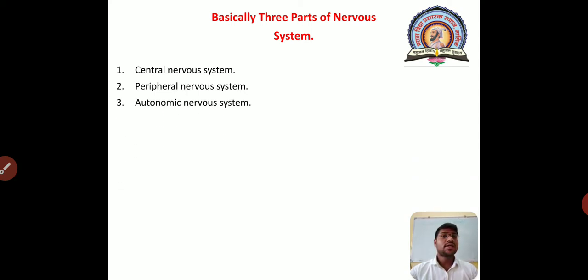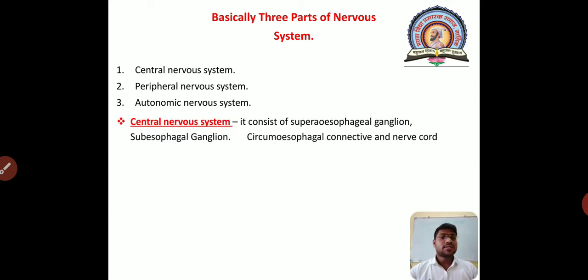So basically, talking about the central nervous system. What is the central nervous system? The central nervous system consists of the supraesophageal ganglions, then subesophageal ganglions, circumoesophageal connectives and the nerve cord.